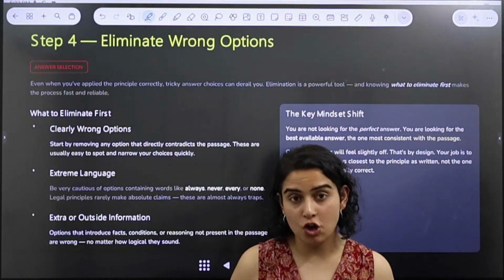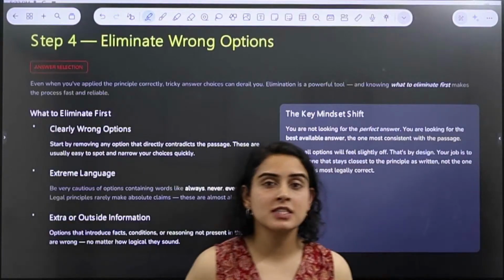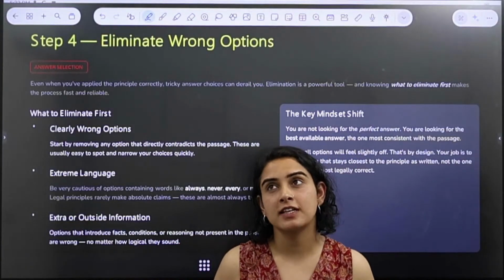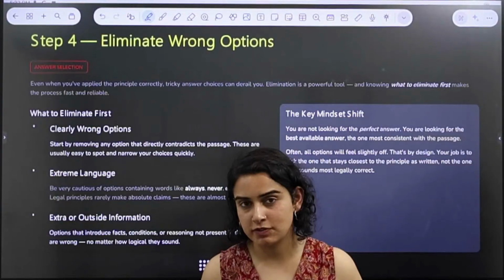If you've ever watched Kaun Banega Crorepati, you must have, I'm not sure if the lifeline is there anymore, but there used to be a lifeline called 50-50.